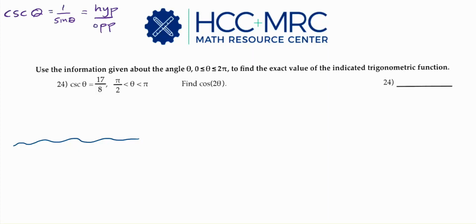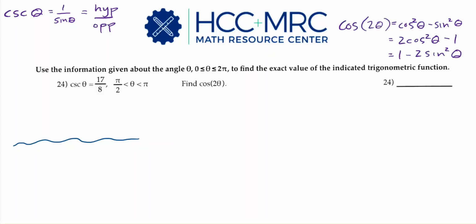The first thing to remember is that cosecant is the reciprocal function of sine, or 1 over sine theta. And that would be the reciprocal of the SOHCAHTOA definition of sine, or hypotenuse over opposite. We'll also need to reference our double angle identities. For cosine's double angle, we have three different options: cosine squared theta minus sine squared theta, 2 cosine squared theta minus 1, or 1 minus 2 sine squared theta.